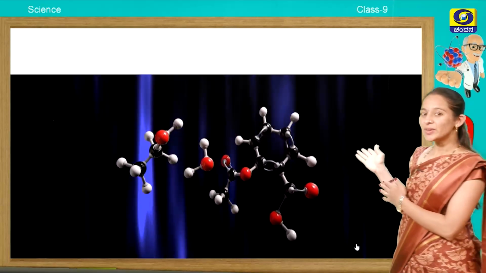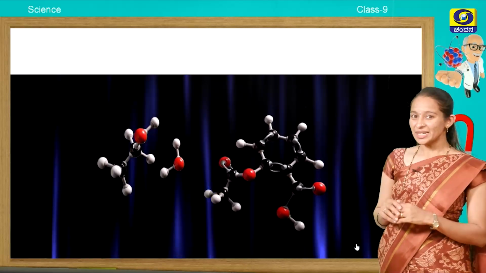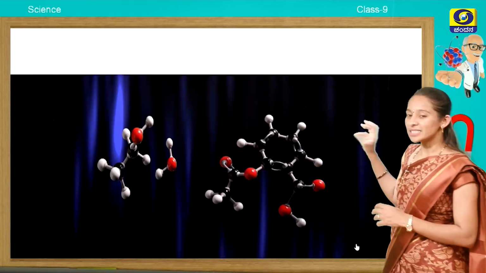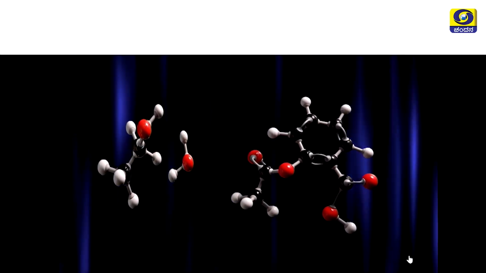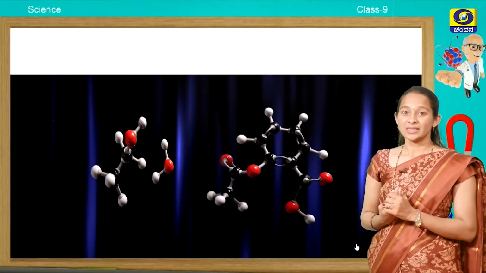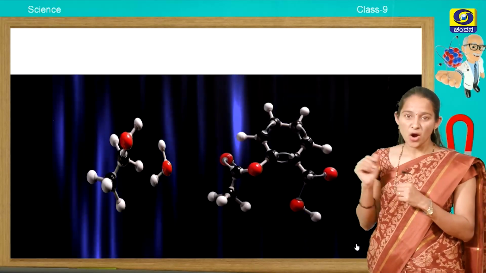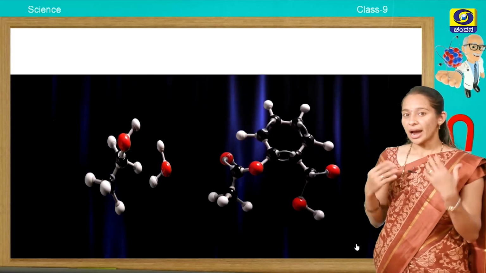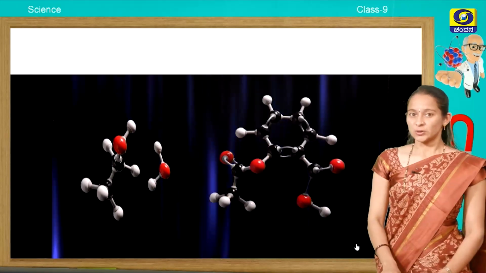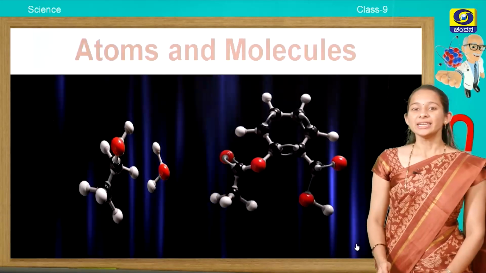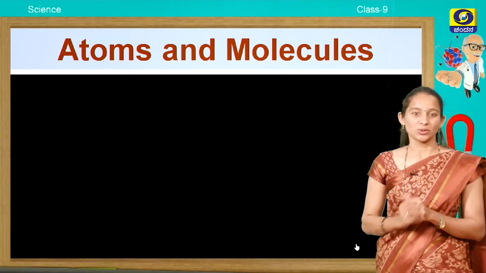Children, here you can see there is an animation. In this animation, you are observing certain spheres. These spheres are representing atoms and these spheres are joined by bonds. When the atoms join by bonds, they form molecules. So, in today's session, let us learn about the chapter Atoms and Molecules.